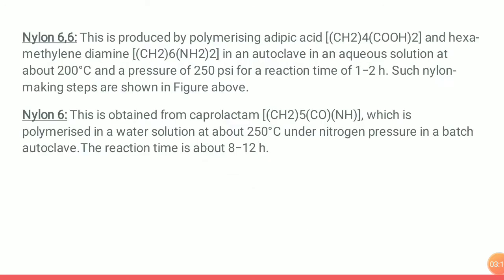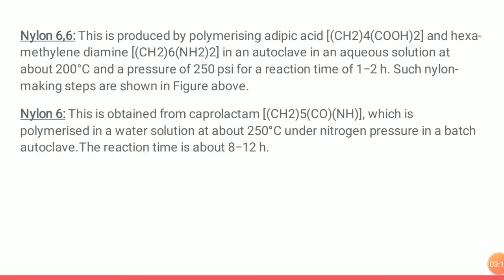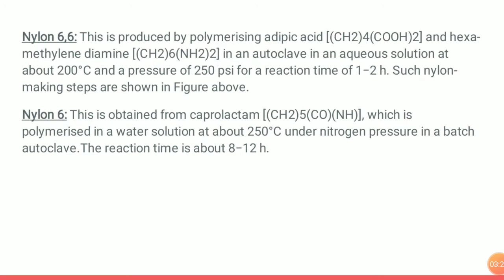Now we see the manufacturing techniques. Generally we can see nylon 66. Now, how is it produced? It is a very simple method used for manufacturing nylon 66. It is produced by polymerizing adipic acid and hexamethylene diamine in an autoclave in an aqueous solution at about 200 degrees Celsius and a pressure of 250 psi, and the reaction time is 1 to 2 hours.